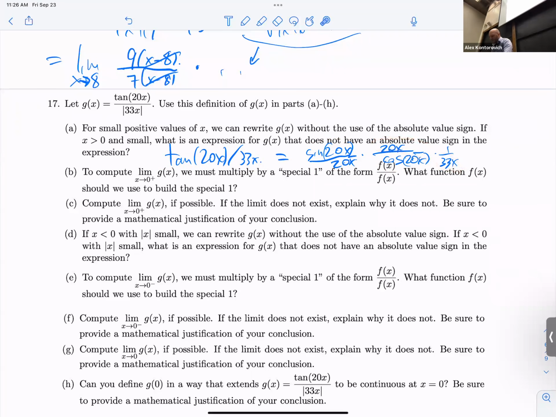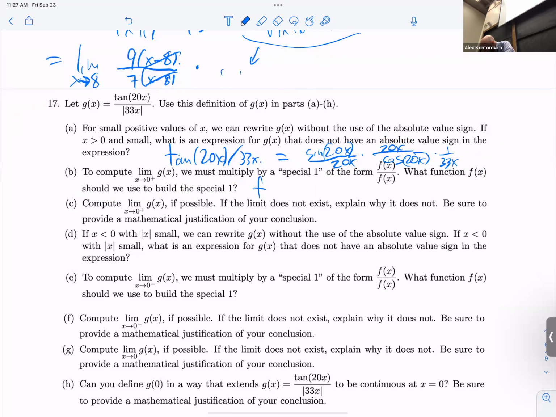So what function should we use to build the special 1? We can use 20x. It's kind of a stupid problem in a sense, because we could also use 20, because the x on top and bottom is going to cancel. We can manipulate that. So there's not really a real answer. I hope I don't have a problem like this on the midterm.